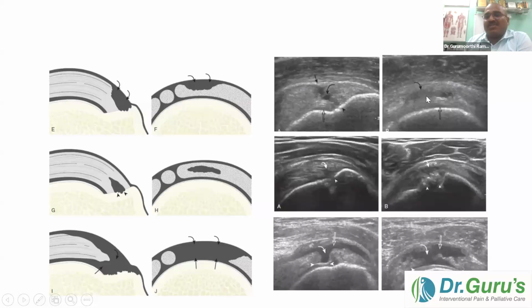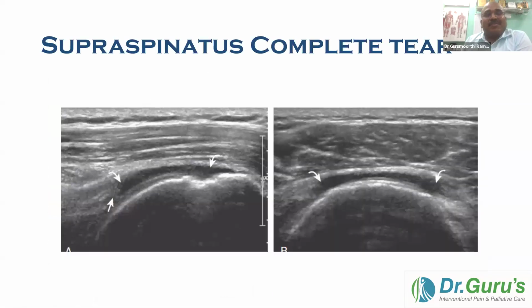So you can expect always a tear to be here, right? This is about the full thickness tear. And finally, complete tear. The total supraspinatus has been totally avulsed off. If you look at this long axis view, you can see that the tendon cavity is totally empty. Whenever it is an acute tear, sometimes it will be filled with blood.